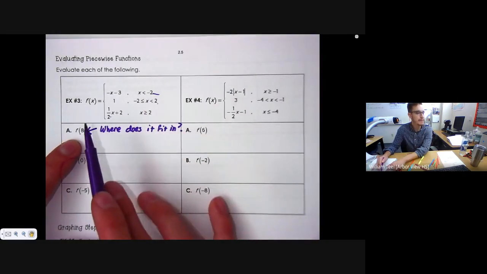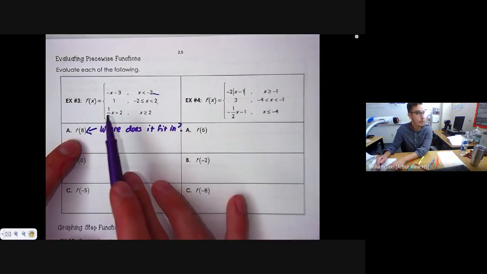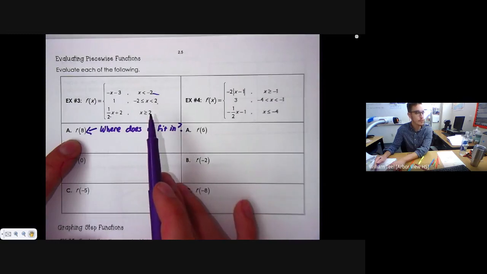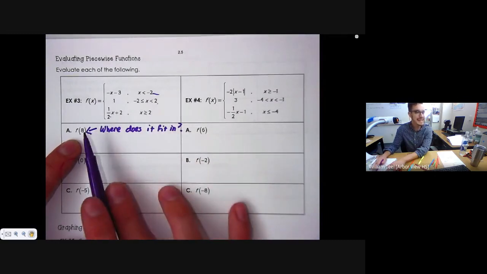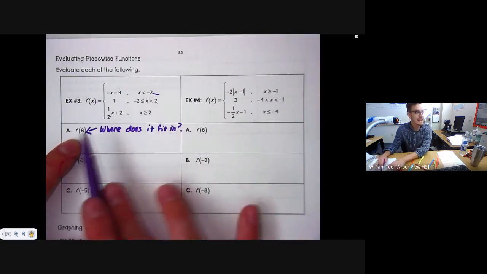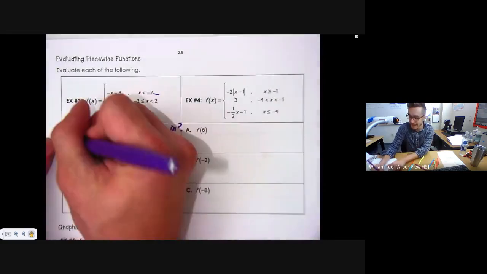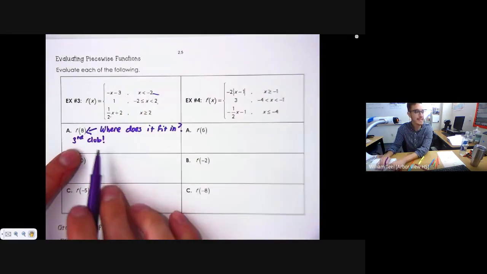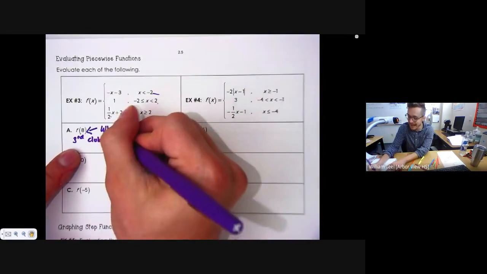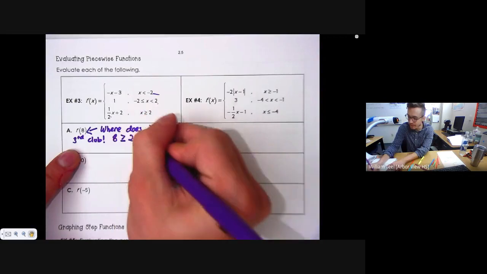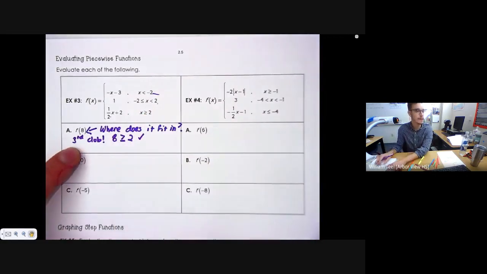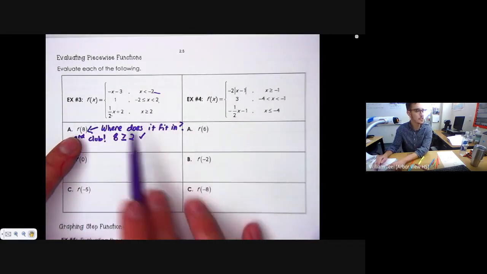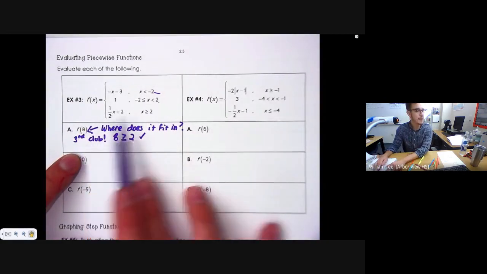But let's see if this value fits into the third club. For 1/2 x plus 2, x has to be greater than or equal to 2 in order to join the club. Well, hey, 8 is greater than or equal to 2. So we are going to be looking at the third club. f of 8 fits into the third club because 8 is greater than or equal to 2. Once we figure out which club that value fits into, we're going to plug the x value into that club.